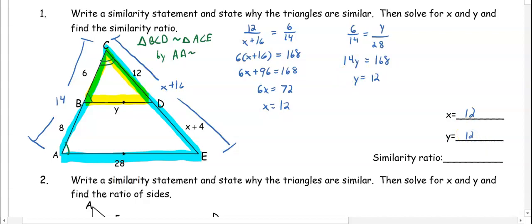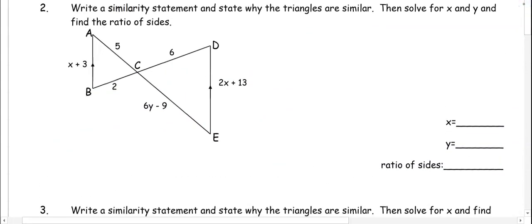When we look at our similarity ratio, remember that similarity ratio is the ratio of your sides. So it is going to be the old triangle over the new triangle. In this case, we're looking at our statement. So the old triangle is BCD. So we'll pick one side, we'll pick 6 over the side from the newer triangle, which is the larger triangle in this case, 14, which reduces to 3 over 7.